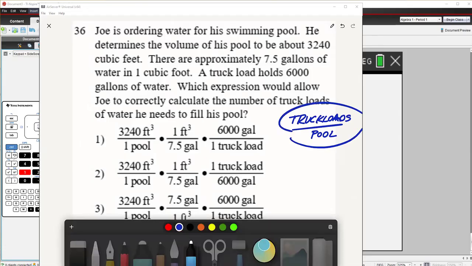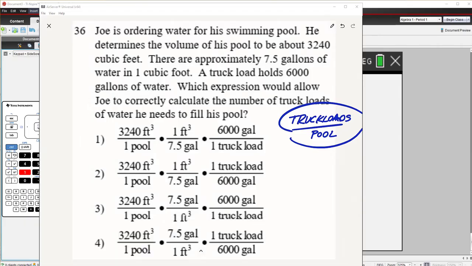Now the first one doesn't work because we've got a cubic foot on the top and we've got another cubic foot on the top. So they don't cancel out. So we know this is not going to be our answer. Anytime you see the same unit on the top or the bottom, it's not going to cancel out, and that means it's not going to be eliminated from the answer. So in this case, number 2 is the same thing. We've got cubic foot here, cubic feet here, and cubic feet here. They won't cancel out. So this is also not the answer.